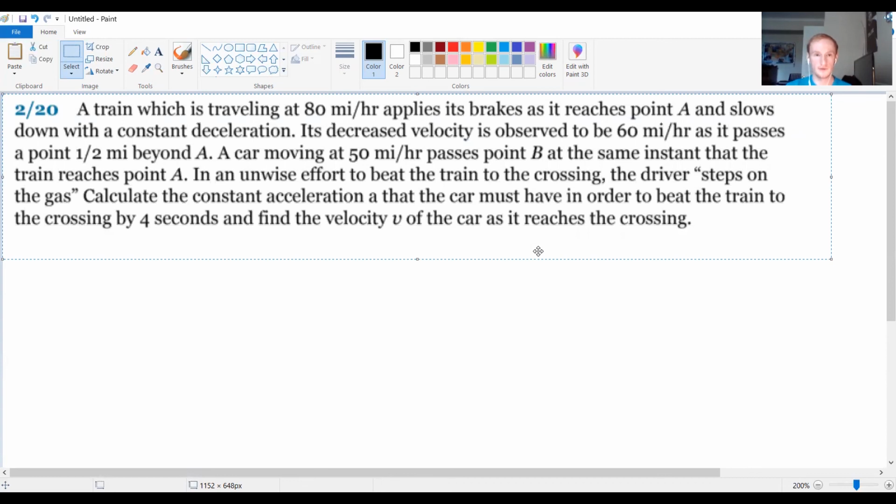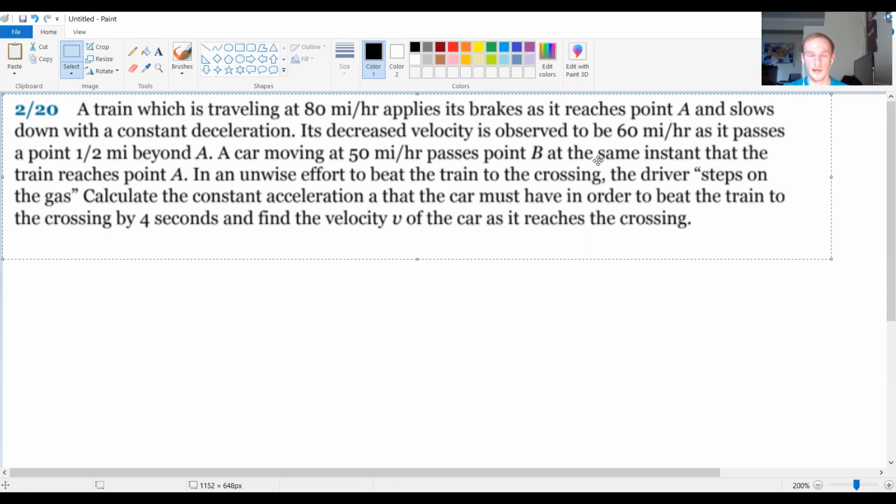Okay, so a train which is traveling at 80 miles per hour applies its brake as it reaches point A and slows down with a constant deceleration. Its decreased velocity is observed to be 60 miles per hour as it passes a point 1/2 mile behind A. So the halfway point between A and B.